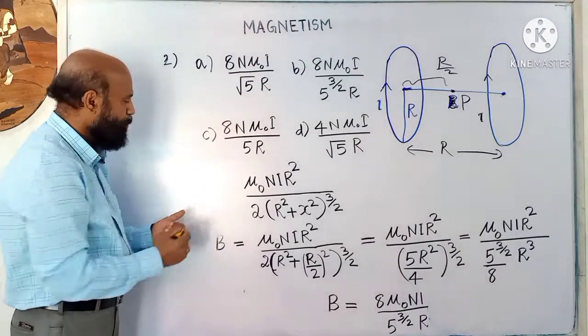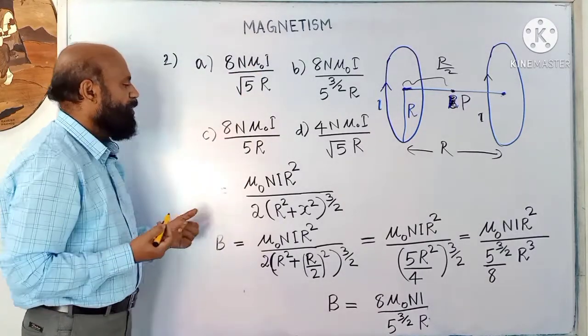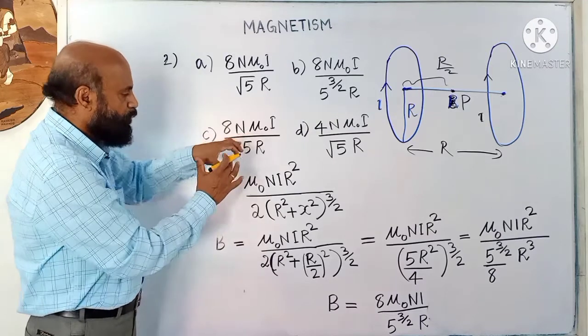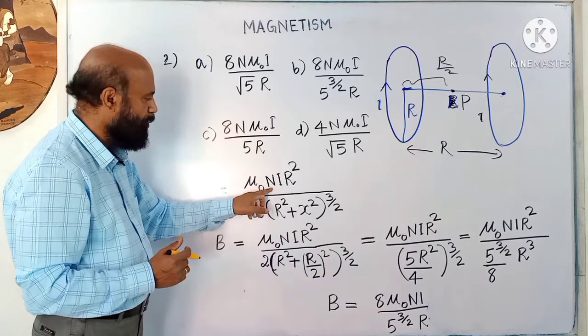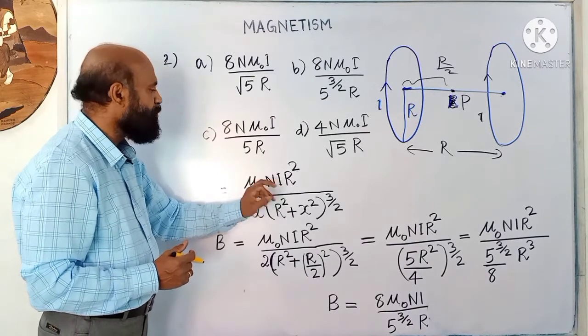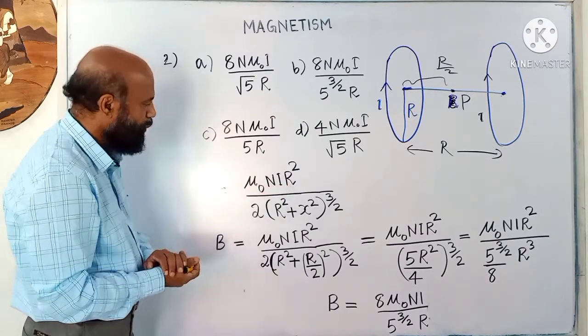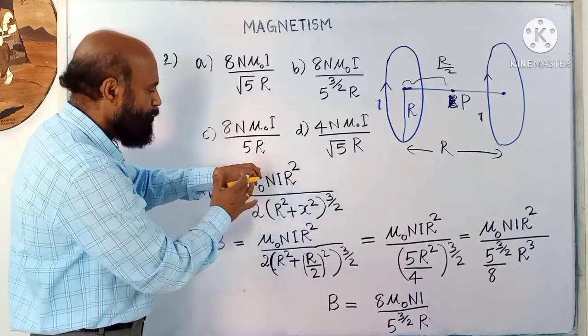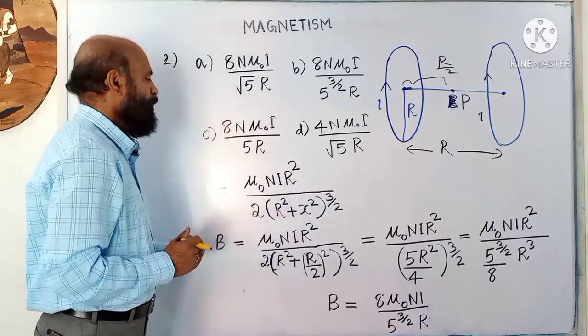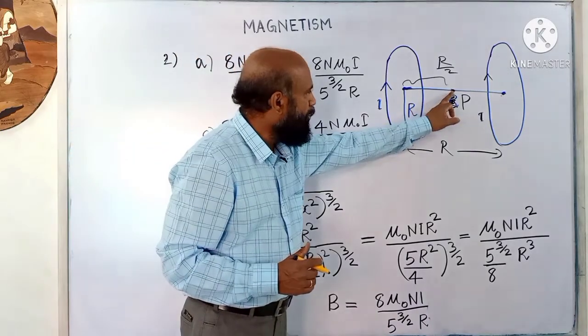You know the magnetic field at a point on the axis of a coil is given by this relation, where N is the number of turns in the coil, I the current, R radius of the coil, X is the distance of the point from the center of the coil. Now we have to find the magnetic field at this point.